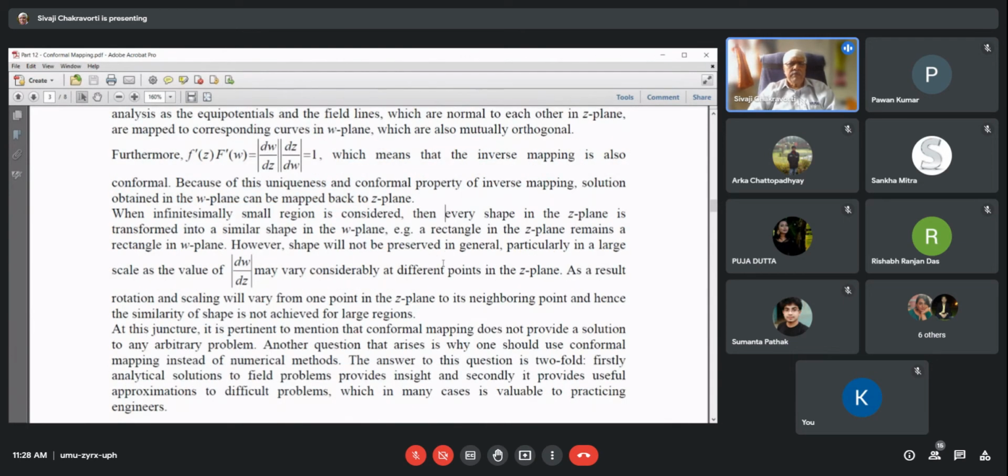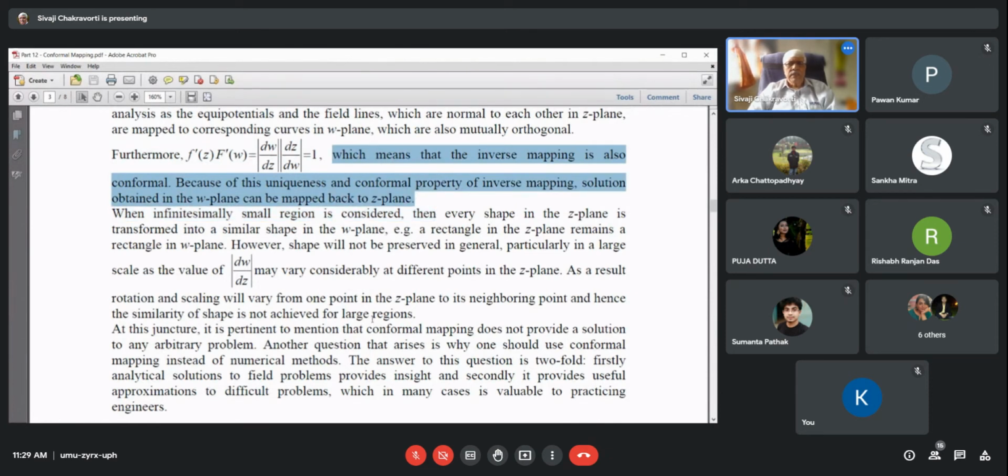And just a little bit of mathematics again: if I take f'(z) into f'(w), that is the first order derivative, one in the z plane, one in the w plane, then in the z plane it will be dw/dz, and on the w plane it will be the reverse, so it becomes 1, which means that the inverse mapping is also conformal.